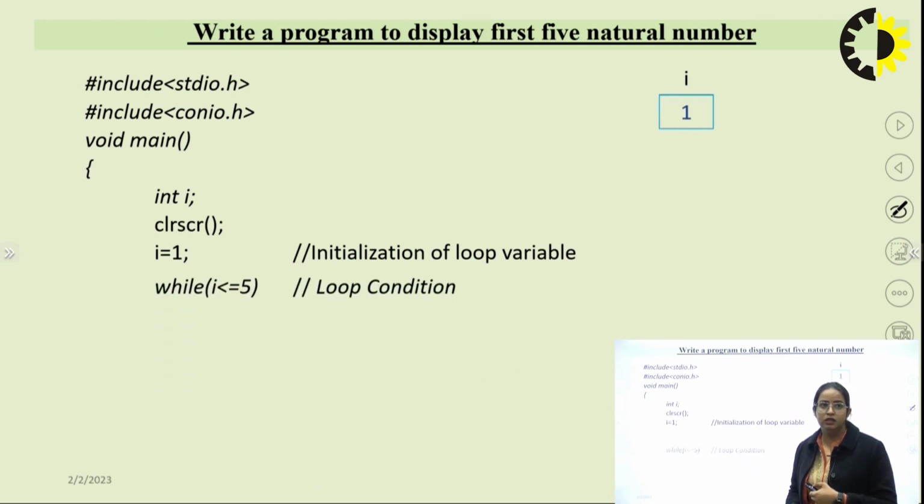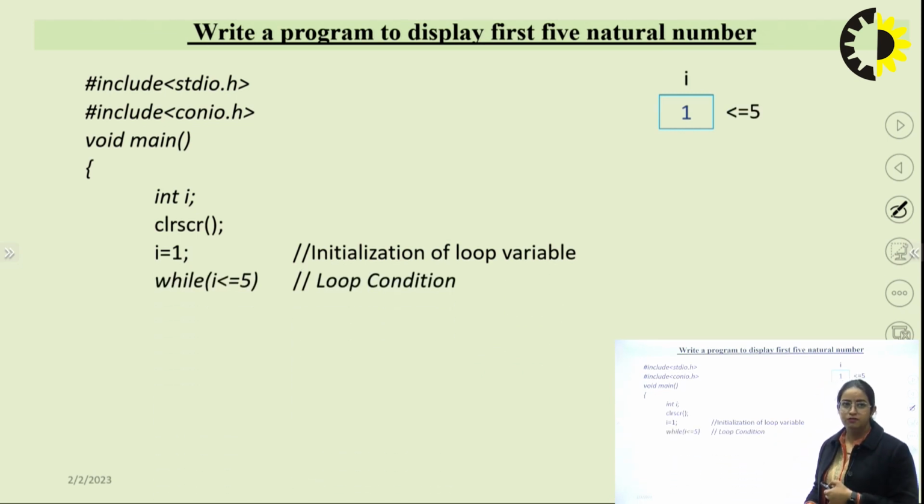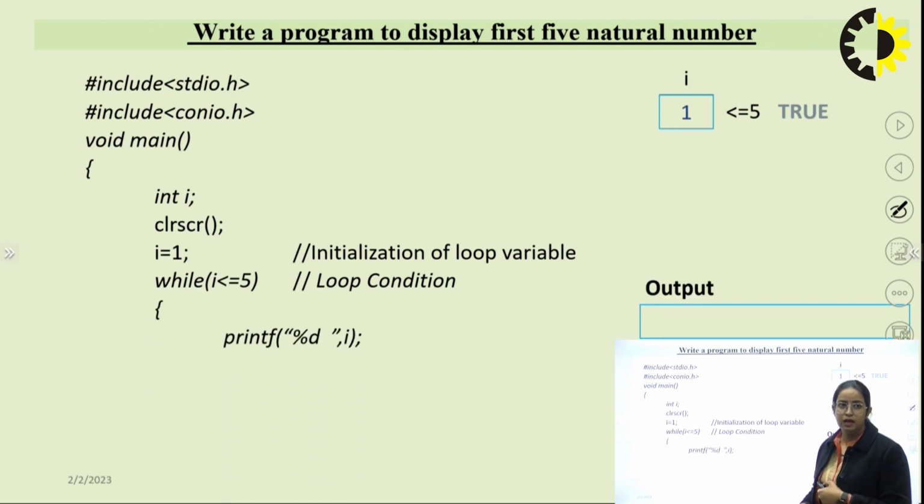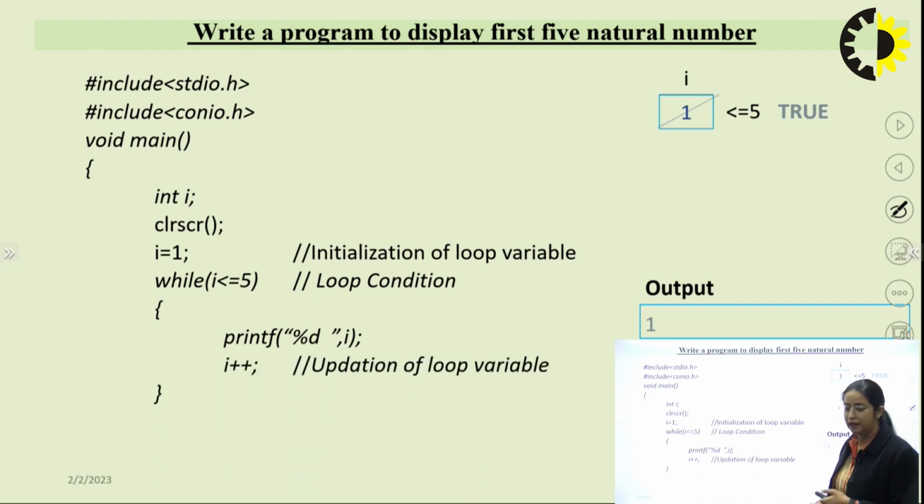What we have to do here is display the first 5 natural numbers. For that we are using the while loop. With the help of this while loop we are going to print 5 natural numbers like this. Let's see what is happening here.